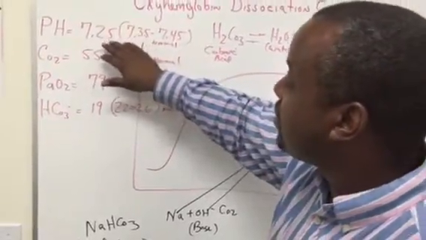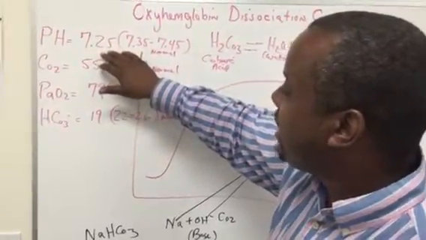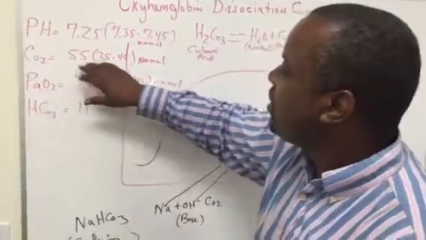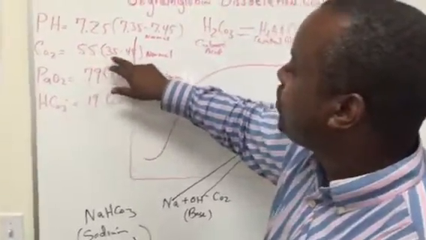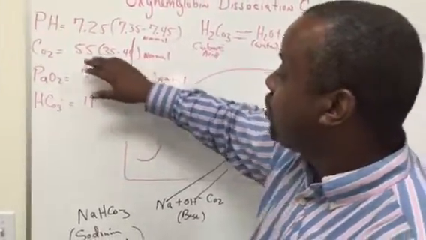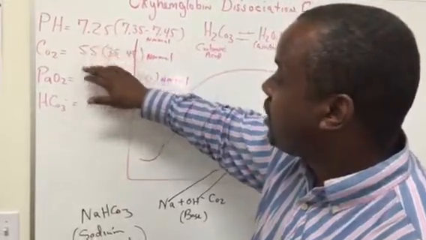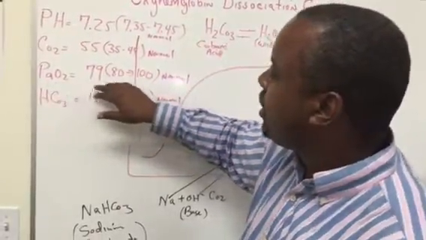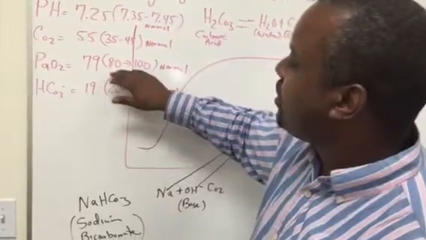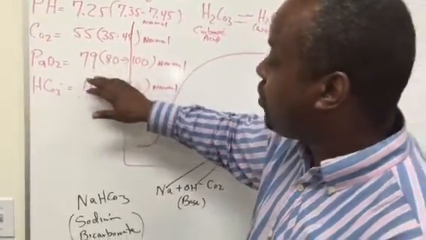So this is low, so it's on the acid side. The CO2 is 55. It's on the high side because normally it's supposed to be 35 to 45. So we're looking at respiratory acidosis. The PaO2 is 79. It should be between 80 to 100, so that's low.